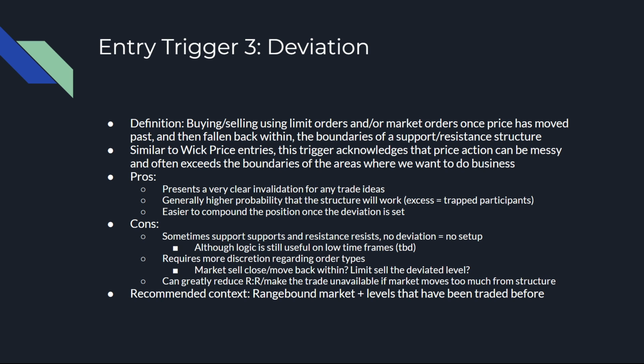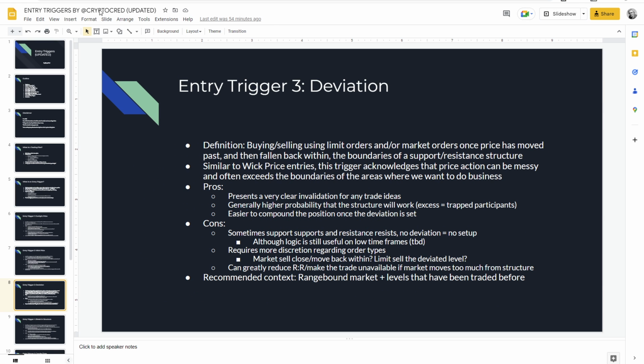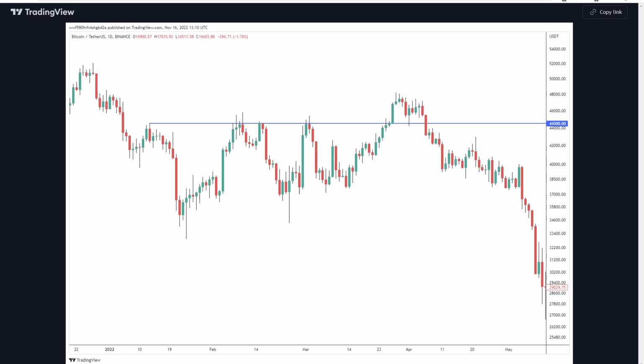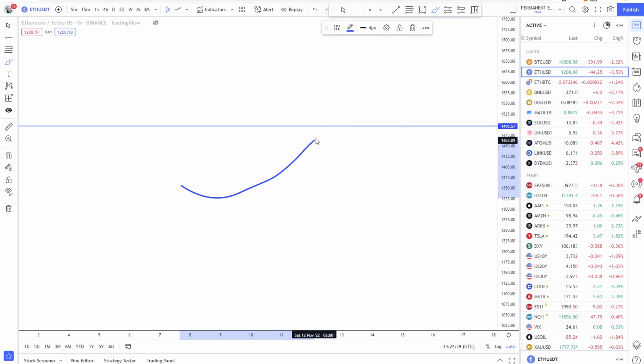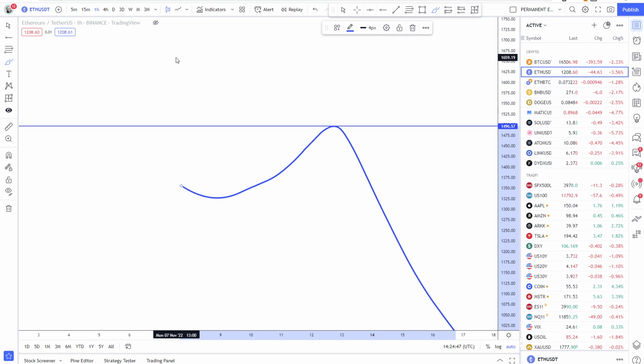Now, there are some cons to this type of setup. The first is that sometimes support just supports and resistance resists, and there's no deviation, and then you get no setup. So again, the core assumption of this type of deviation logic is that you will get something like an excess, and then you get to trade the backside of it in one form or another. But sometimes you'll just have a level of resistance, and the market will come into it and just completely crap itself. And so the people who were trading the limit orders at the level are eating well, right? Because they just sold the level, and business as usual.